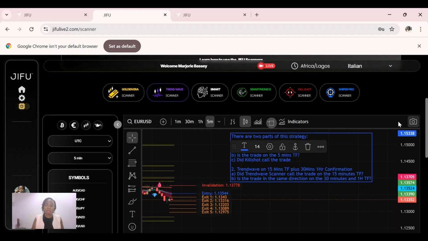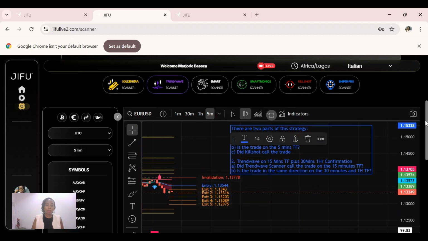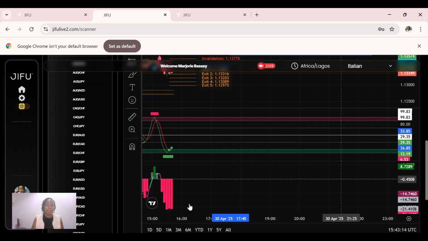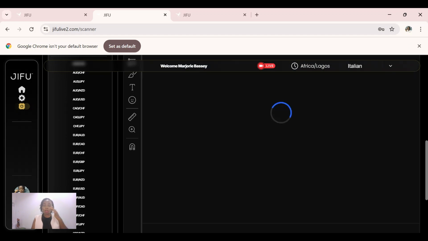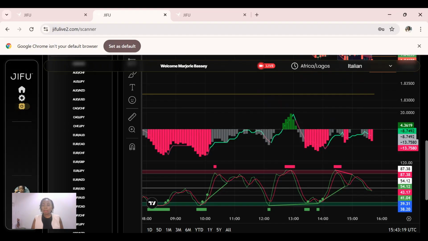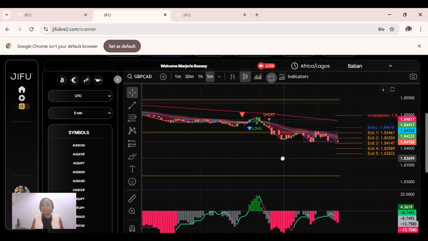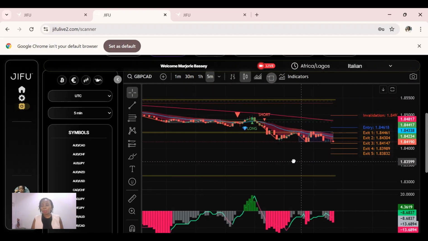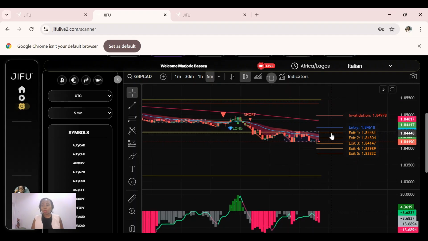This morning we took a trade idea on GBP CAD using the same trend wave. Look at the trade idea. We entered from here, and most of us chose the first TP, but as we speak, this has gone down to TP exit 3, and that's already 50 pips. 50 pips is a lot of money.